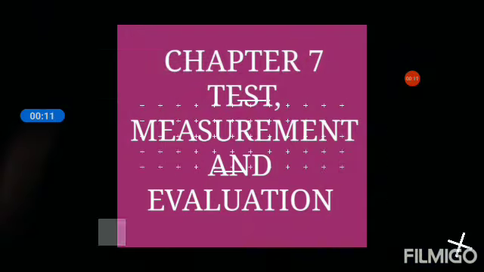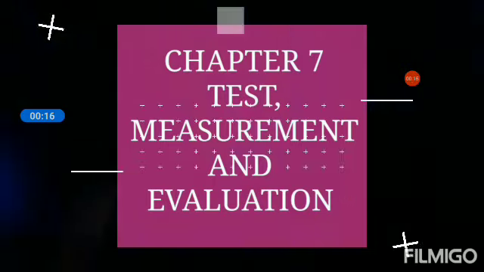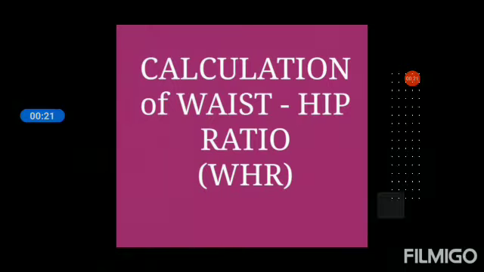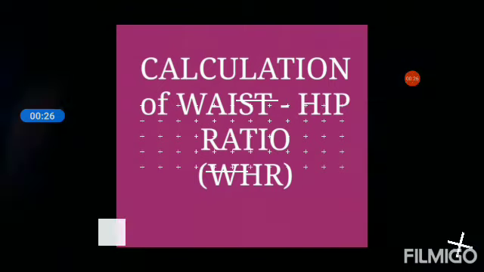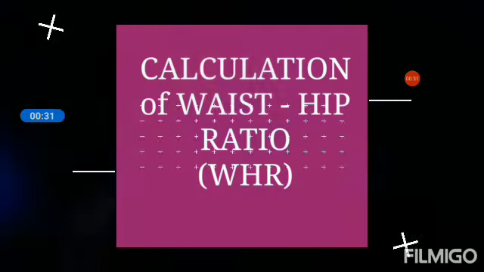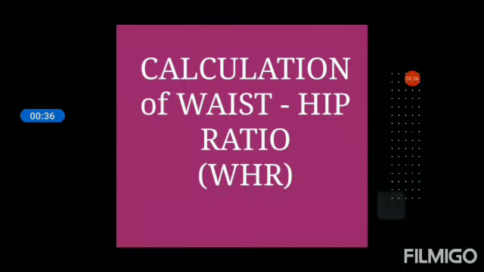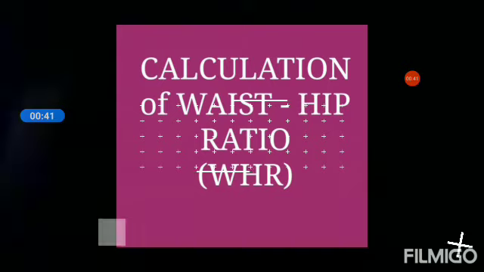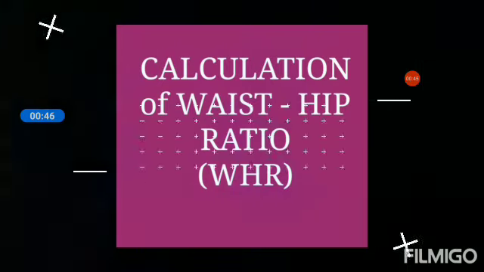Let's start a new topic from the continuation of chapter 7, test, measurement and evaluation. The new topic is calculation of waist hip ratio. It's another test. Waist hip ratio is defined as the measurement of waist circumference divided by hip circumference. It is used as a risk factor assessment tool for heart diseases, hypertension and type 2 diabetes.